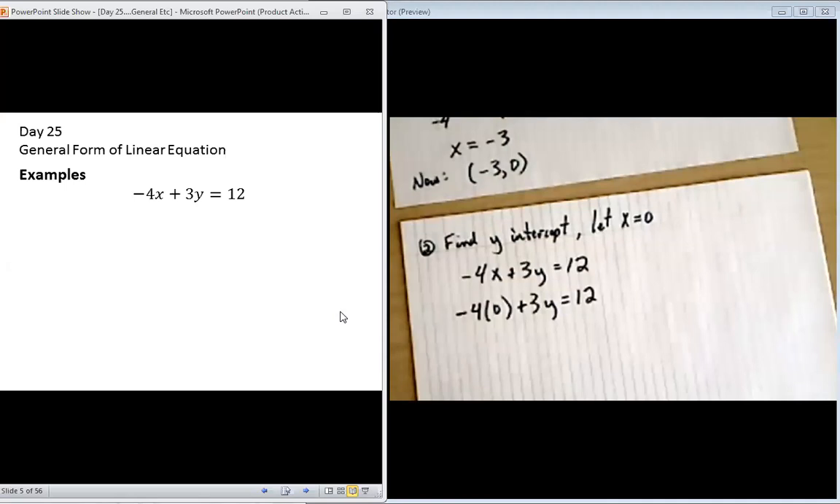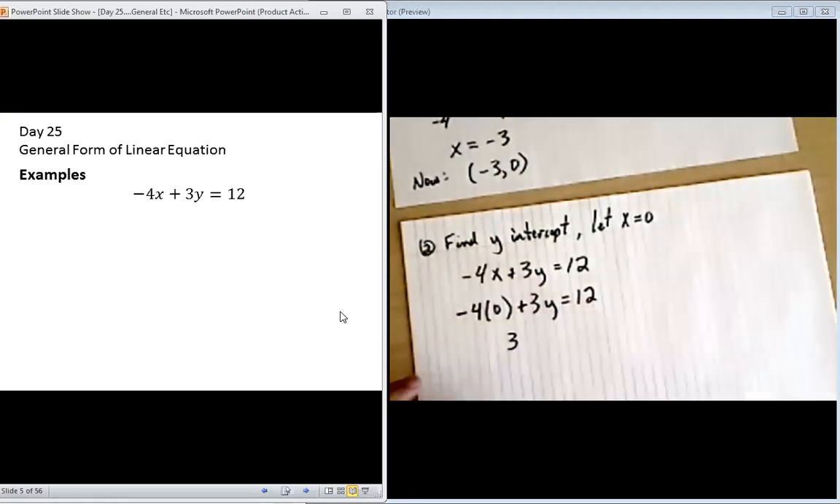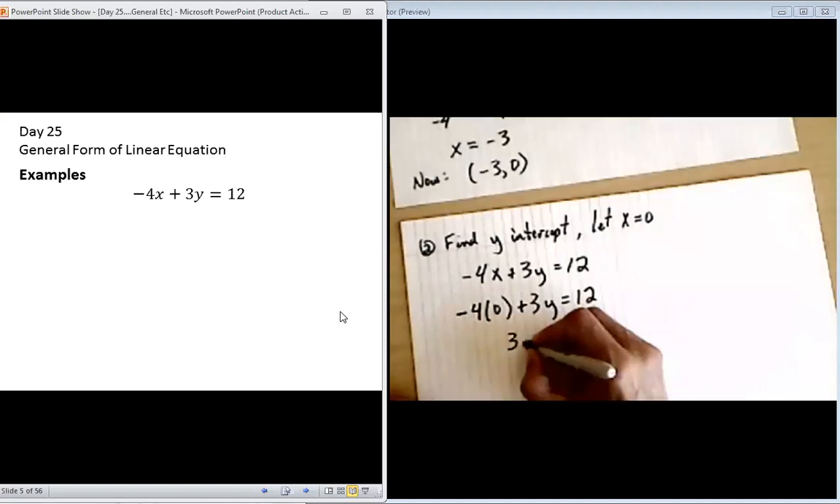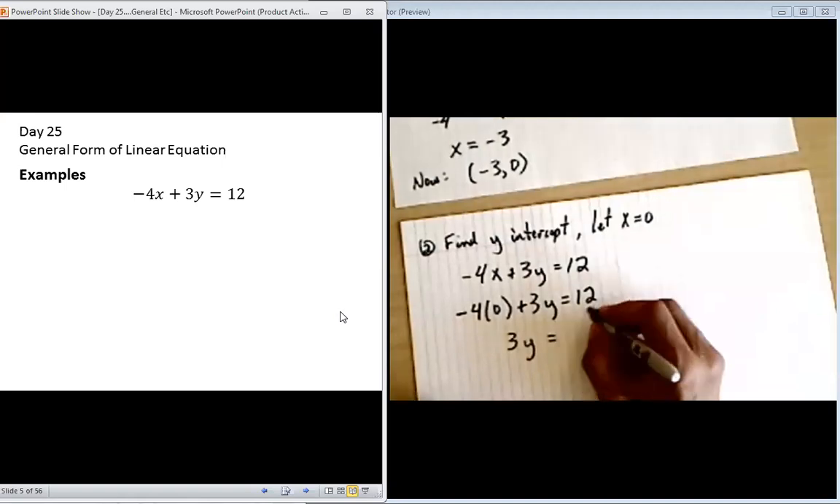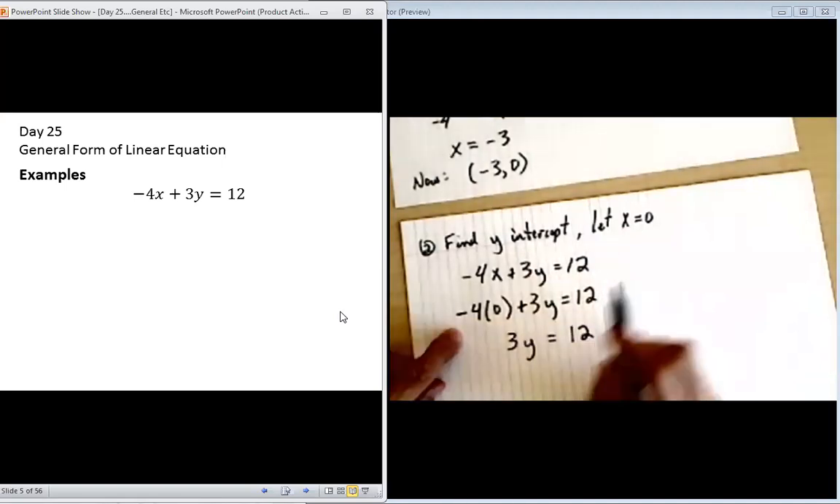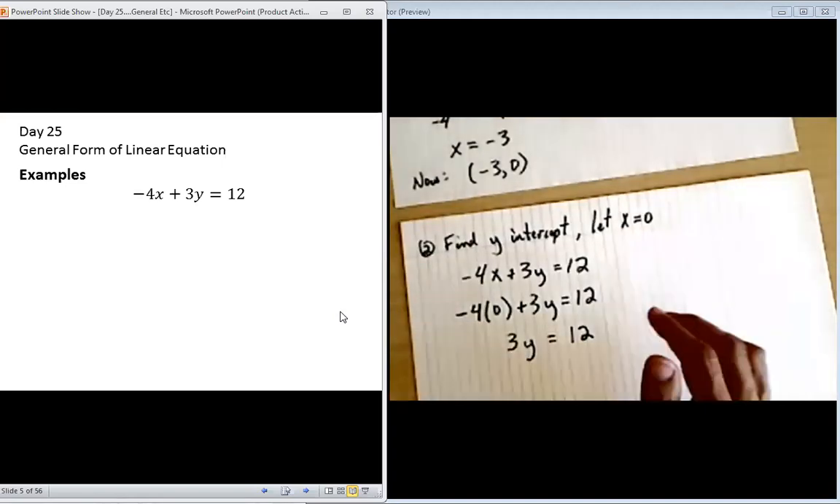What are we left with then? 3 over 3 is going to be y. Let's just watch this first. So 4 minus 4 times 0, it's gone. Then you just copy everything else down.